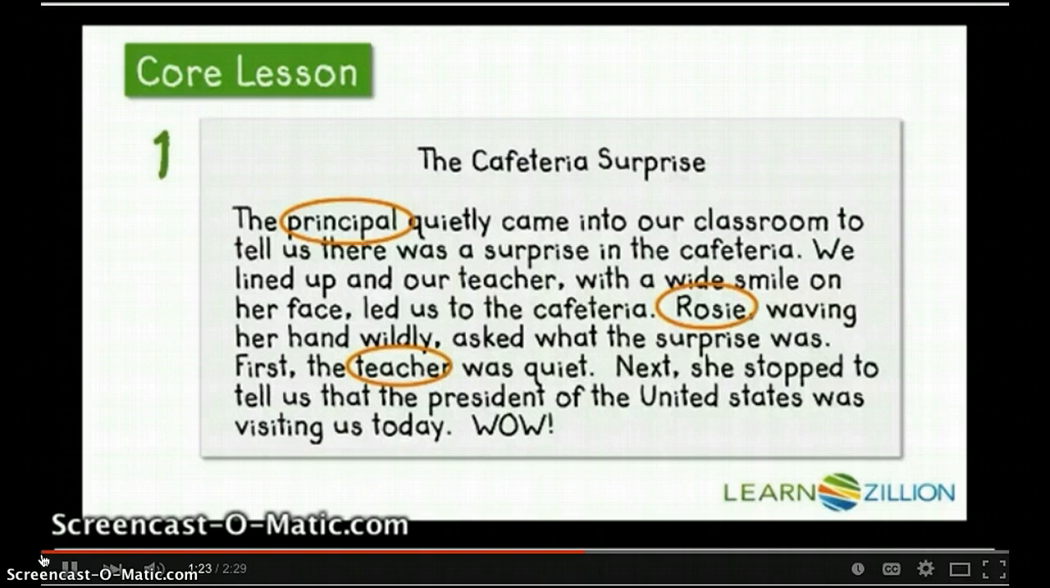surprise. In this example, I'm going to provide a dialogue for the principal, and I encourage you on your own to go back through and think about what the dialogue might be for Rosie and the teacher. So I'm thinking, okay, the principal quietly came into our classroom to tell us there was a surprise in the cafeteria. And I'm thinking, what would my principal really come in and say? What would that sound like? And I'm going to go ahead and add that piece to my story.